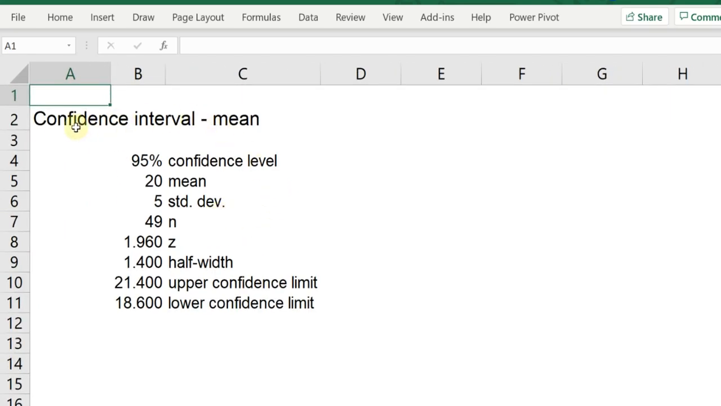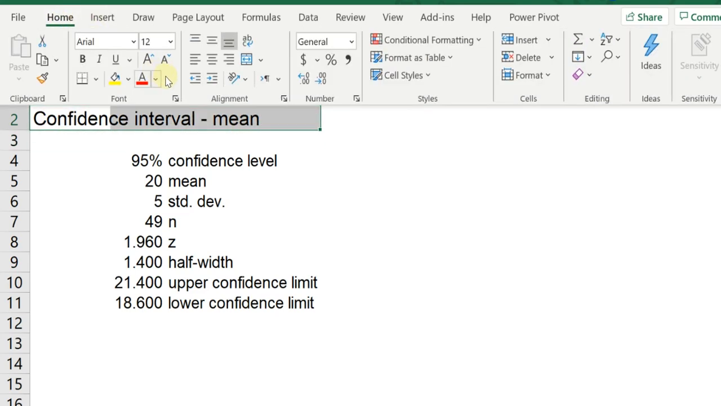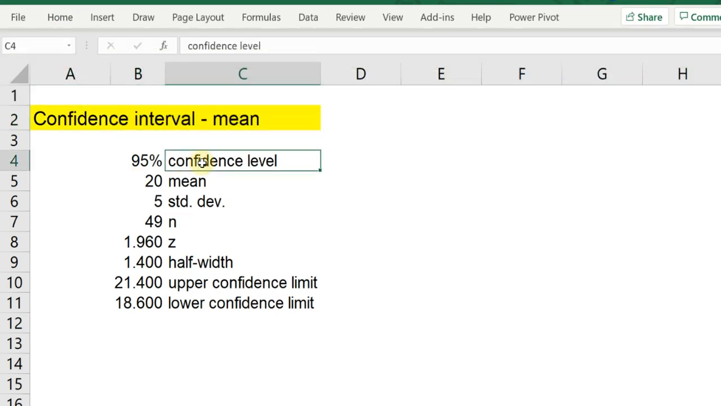So everything of Excel's functionalities is at your disposal now. So you can highlight this if you want, jazz it up, merge cells, whatever you want to do. There you go. I'm just going to highlight it. Boom. There you have it.